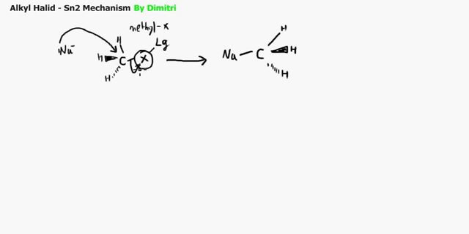So this is the general reaction, what happens, and the rate for this reaction is a second order rate. So that means we have our rate constant times our substrate, and that is times our nucleophile. So this is our rate law. Now what actually affects the SN2 mechanism? There are actually 4 things that affect the mechanism.